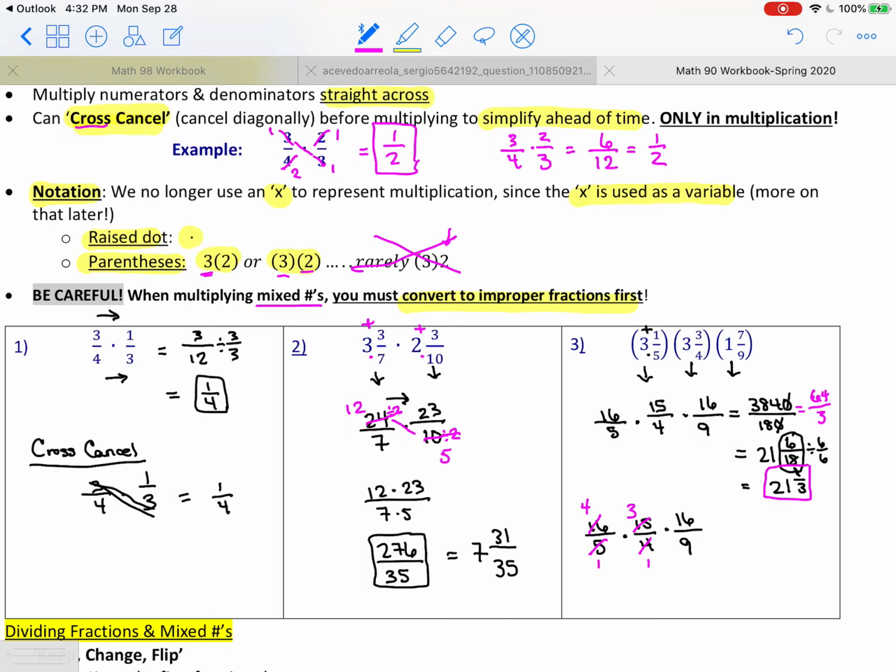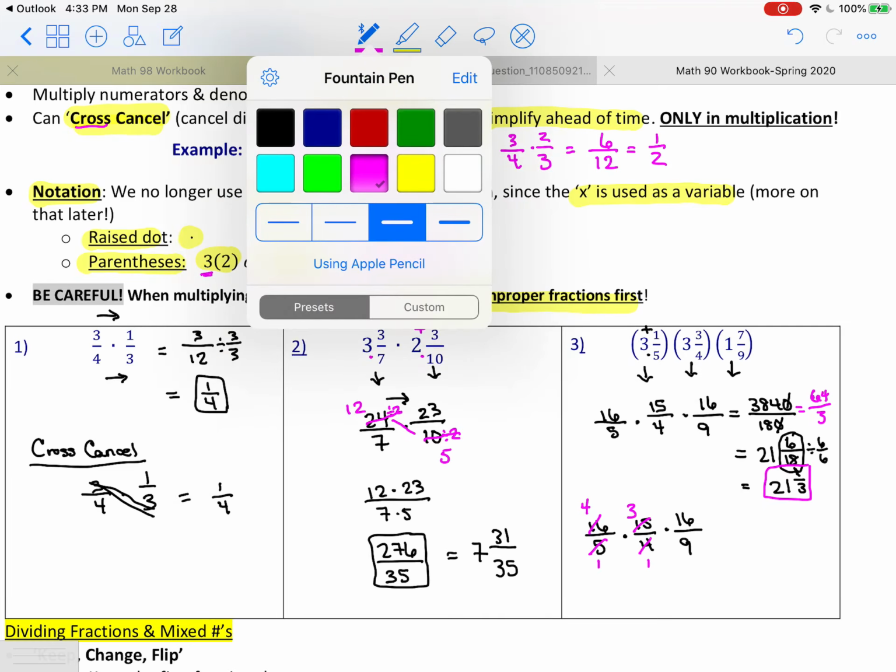Now I can't use, just so you know, I couldn't have used this 4 with both this first 16 here and this 16. That's one thing to keep in mind. Once you use a number when you're cross-canceling, you cannot use it again on another number. But what we can do, I'm going to use a different color to illustrate this.